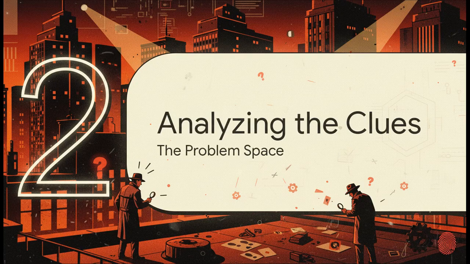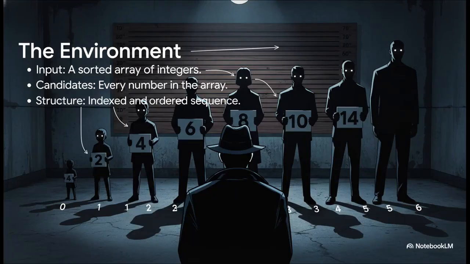Now, before we jump in and make any moves, we have to do what any good detective does. Analyze the crime scene. In our world, we call that the problem space. This is where we figure out the rules of the game, the environmental factors, and most importantly, the critical clues that are going to shape our whole strategy. So what's our crime scene look like?